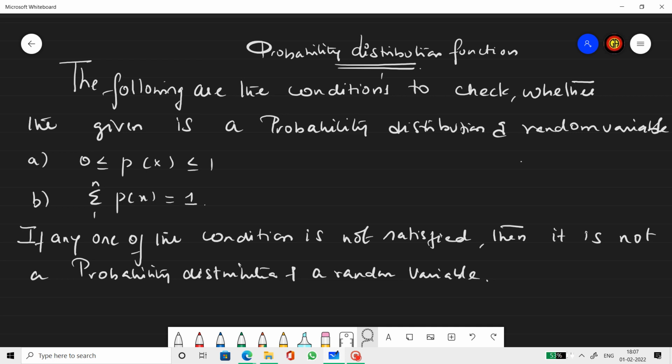So as I said, x would be defined in the question, p of x would be given in the question. So in the first few questions where x and p of x would be given, we need to check whether the given table is a probability distribution of a random variable. For that, see whether every probability value lies between 0 and 1. Two, see whether the total probability is 1. If any one of the two conditions is not satisfied, then it is not a clearly defined probability random variable.